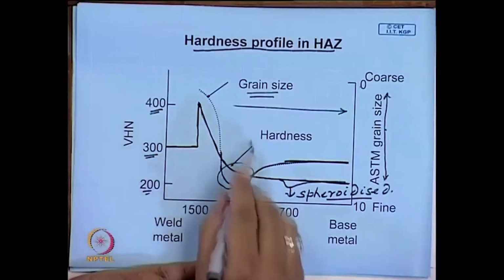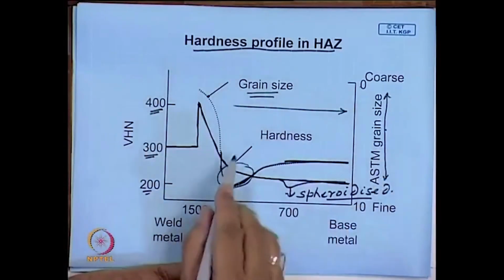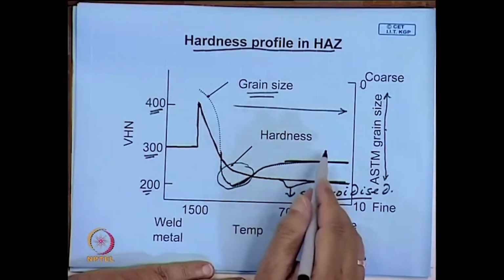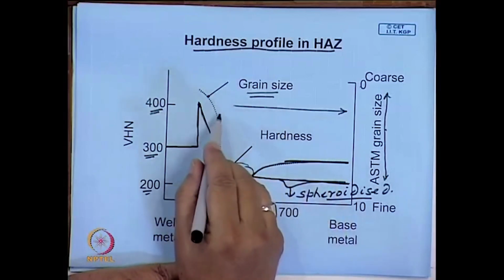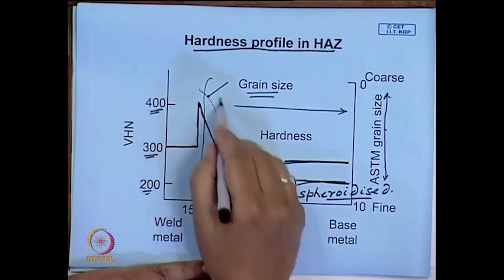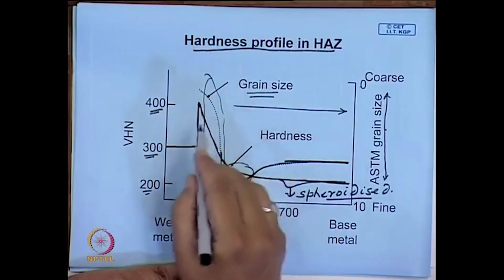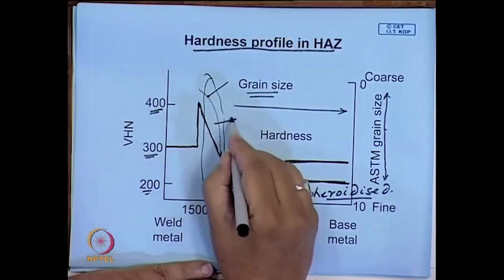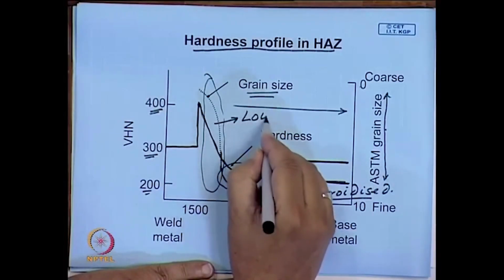So, in short, this heat affected zone is a composite structure, and the zone which is more prone to failure is this region, and if the hardness is very high, in that case the toughness will be low.